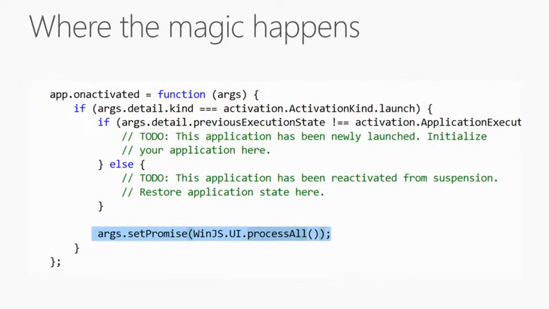It's black magic. How does this work? How does it create those things? Well, it creates them rather simply. In the app on activated routine, there's this line here called args.setPromise. That's not important. What is important is WinJS.UI.processAll.